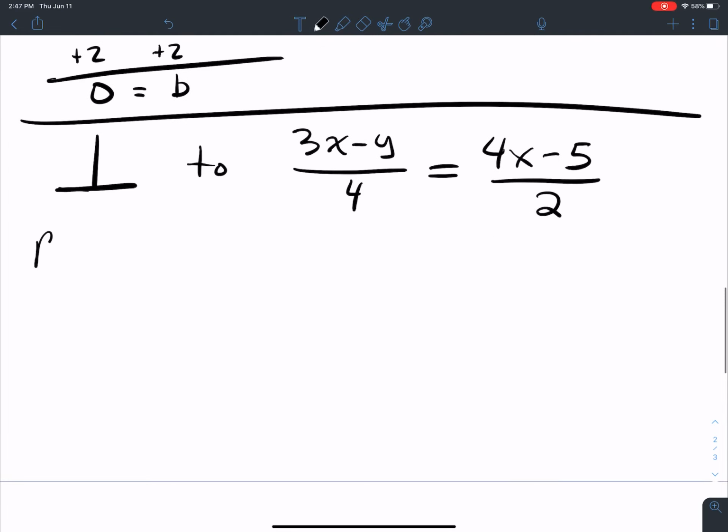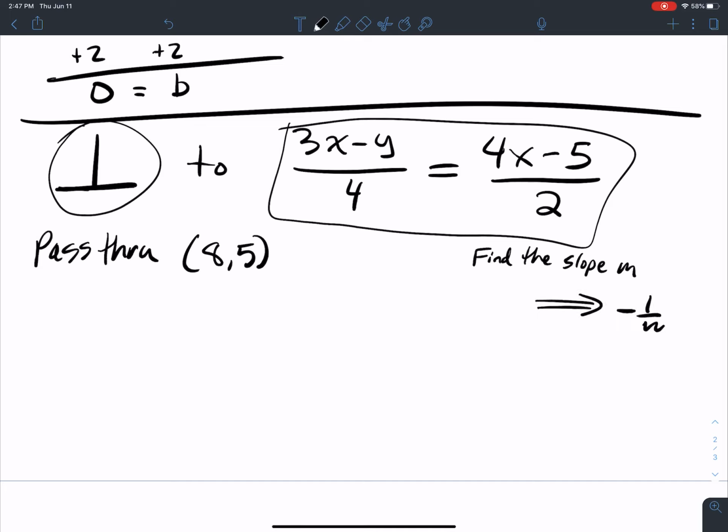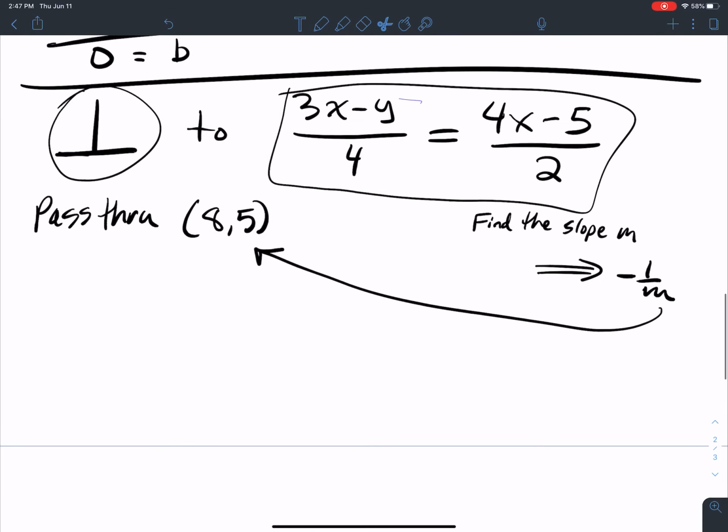Okay, and it passes through (8, 5), right? So I want to find a line that's perpendicular to this line here. So what do I need to do? Find the slope, m, and then since it's perpendicular, I have to do the negative reciprocal to get the slope that goes with this thing right here. Okay? So let's get the slope, m.